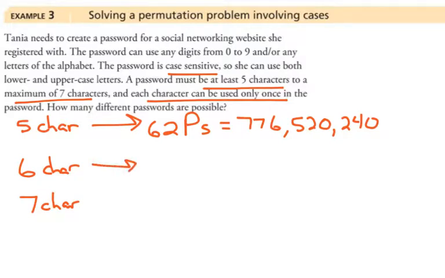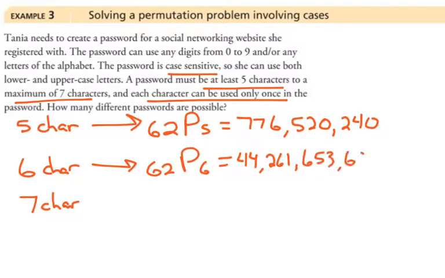Same idea with the 6-character passwords. This is a different set, so we still have all 62 characters that we could choose from. We're going to pick 6 of them. Go to the calculator, 62P6 would give us 44,261,653,680.